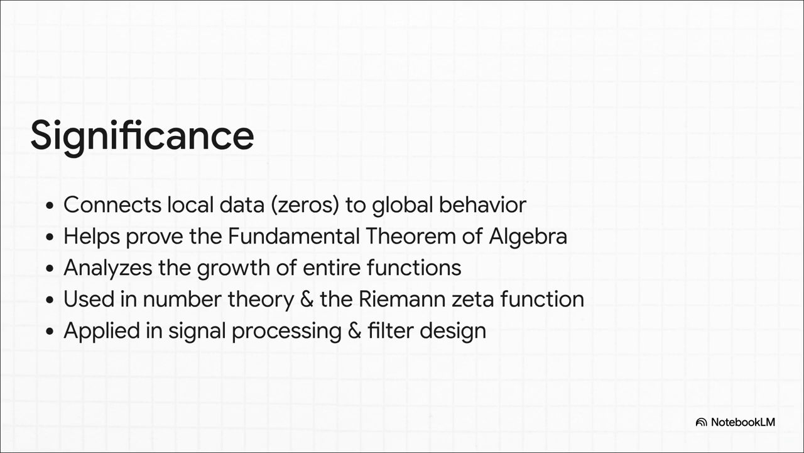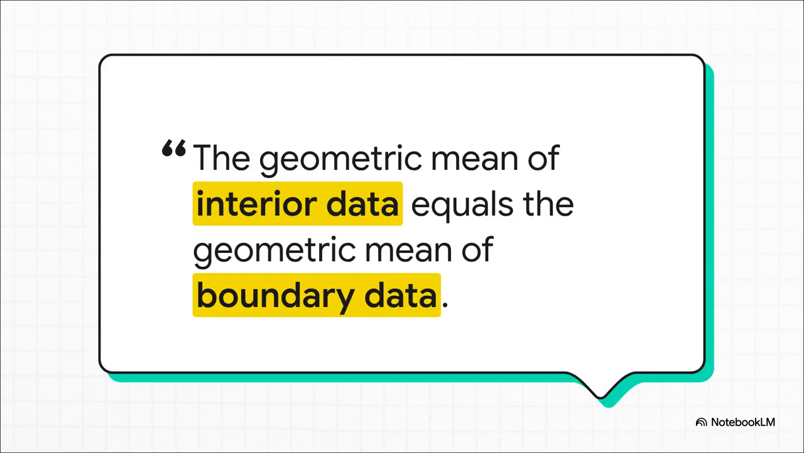And it's a critical tool everywhere. It helps prove the fundamental theorem of algebra, it shows up in number theory when analyzing the famous Riemann zeta function, and it's even used in things like signal processing and engineering. So if there's one big idea to take away from all of this, it's this. At its very core, Jensen's theorem is telling us something so profound and so simple. The geometric mean of what's happening inside the function is a perfect match for the geometric mean of what's happening on its boundary. The inside and the outside are locked together in this beautiful, multiplicative way.